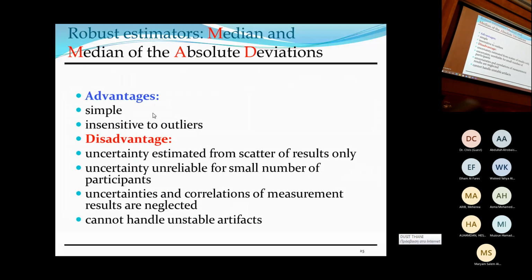Okay, another estimator which is used in many instances is the median, together with the median of the absolute deviation in order to express the uncertainty associated with the median. So what's the basic advantage of this estimator with respect to the weighted average? The basic advantage is that this is what is called a robust estimator. It's not susceptible to outliers as much as the weighted least squares.